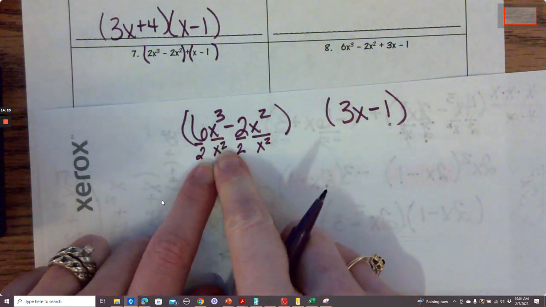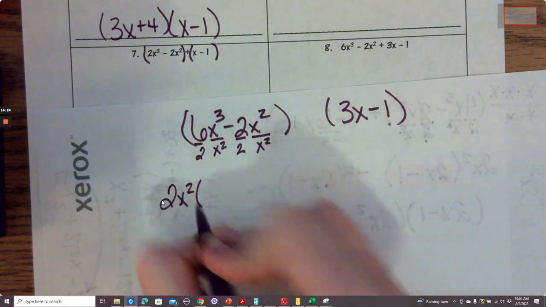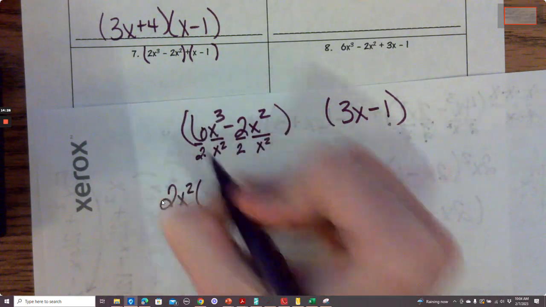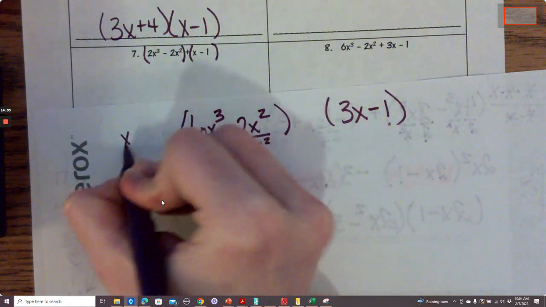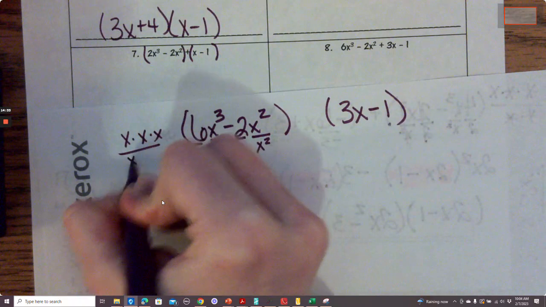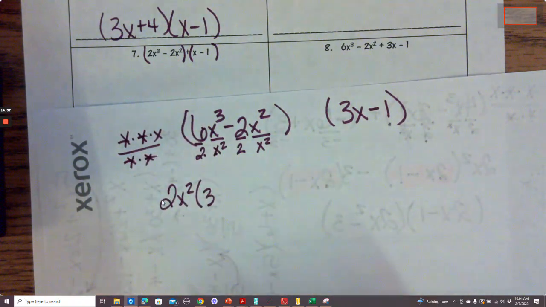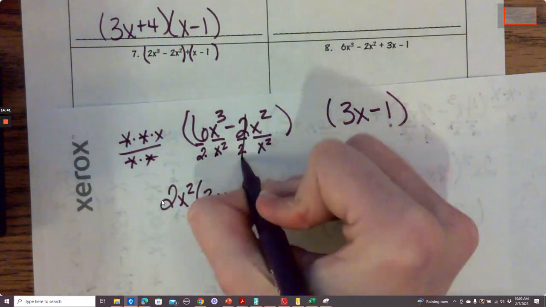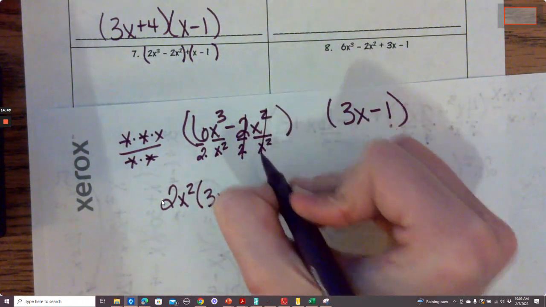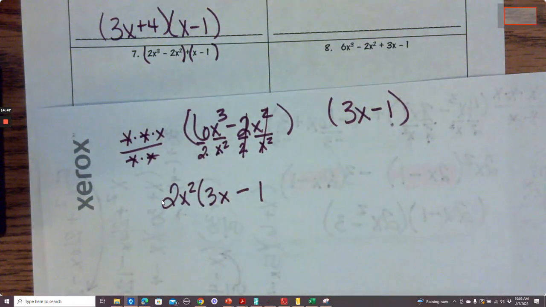So here's what's going to get pulled out to the outside. 2x squared. 6 divided by 2 is 3. And then x cubed divided by x squared. This and this cancel, this and this cancel. Left with just an x. And then these 2's cancel and the x squareds cancel. But remember, if everything cancels, it cancels to a 1.